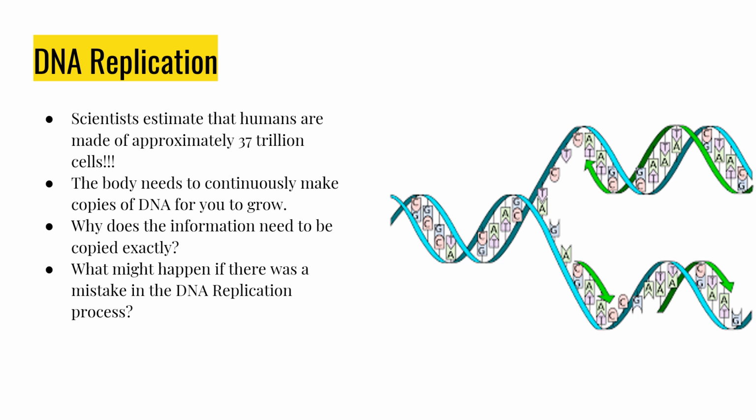So DNA will need to be copied exactly so that way everything is the same and everything functions correctly. So our DNA codes for proteins. Our proteins tell us different things that we need to do. When there are mistakes in there, those will cause mutations, which is something we'll talk about later on in this topic.